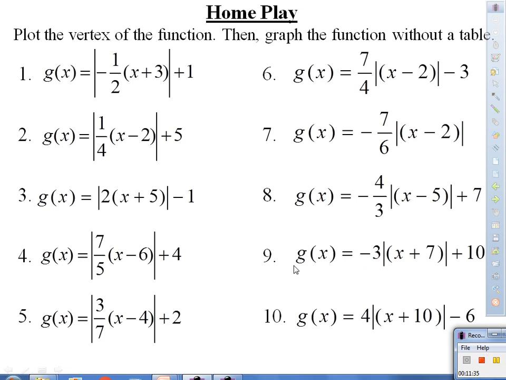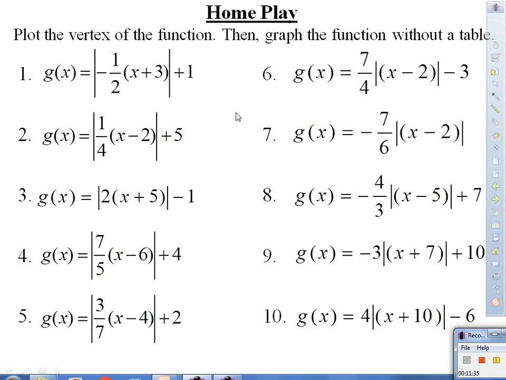So once again, your homework for tonight is only 10 problems. It says plot the vertex of the function, then graph the function without a table. Today I'm going to show you the actual process, and I want exact points that belong to the function, not anymore just trying to guesstimate what it's going to look like. That's what I wanted you to know last week. Today we're going to finalize with an actual product that is exact. Yes, you will need a graph for your homework.